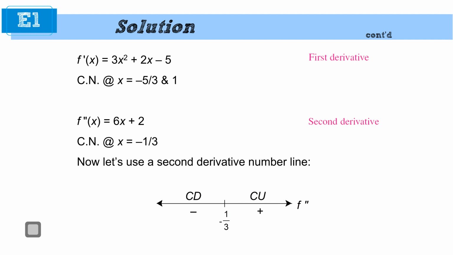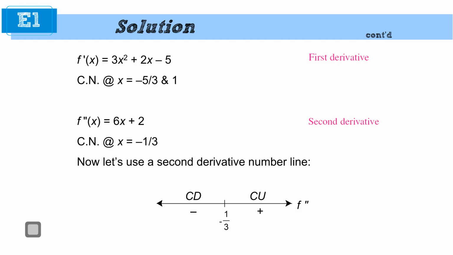Okay, so we got that, right? Hey, Cash. What does that look like? So we got a point negative one-third. I know coming into that point is concave down. Coming out of that point is concave up. Can you sketch what that looks like up there?